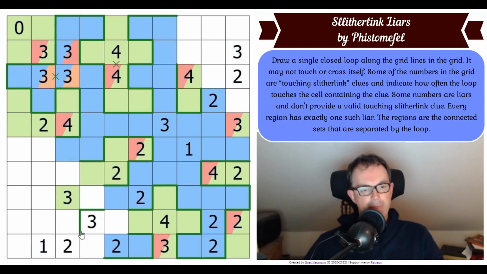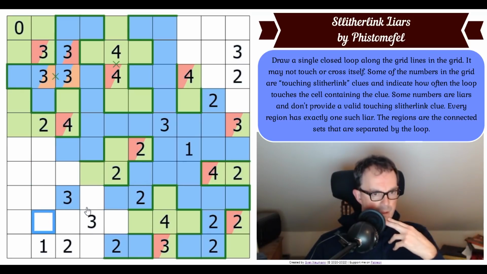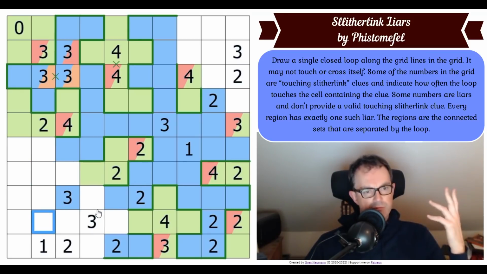Beautiful. Doesn't work. Wow. So this 3 clue is not green, it's blue. And it's true. And maybe I've now got to run through all those options again to see what that does to the world.